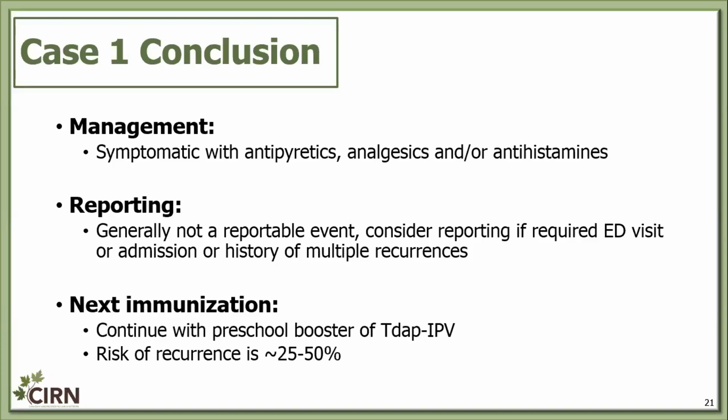So in this case, we would recommend continuing with immunization, and for the preschool booster to make sure to give the Tdap-IPV, so the reduced antigen formulation of tetanus, diphtheria, pertussis, rather than the capital DT, capital P. This lower antigen formulation is associated with lower risk of recurrence of large local reactions for the fifth Tdap dose. But you do need to counsel these families that the risk of recurrence is fairly high, 25 to 50%. But as I showed you earlier, they tend to be less severe than the initial event.